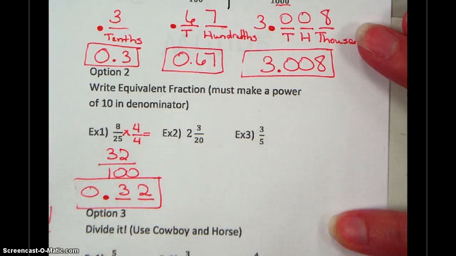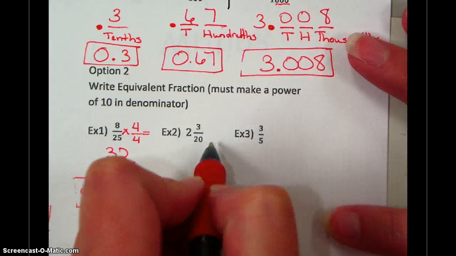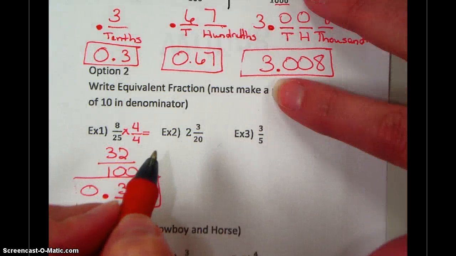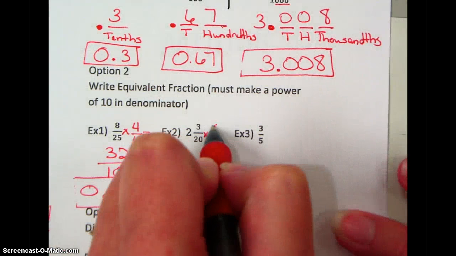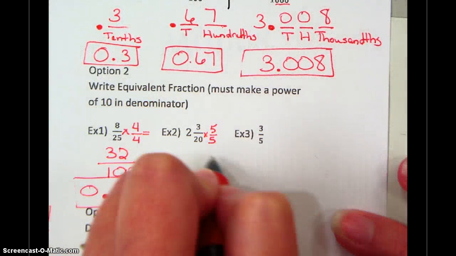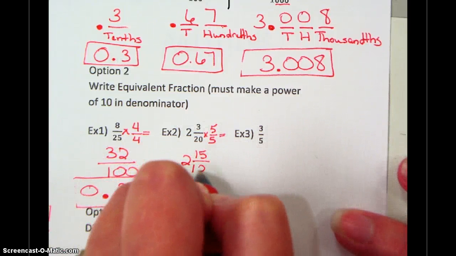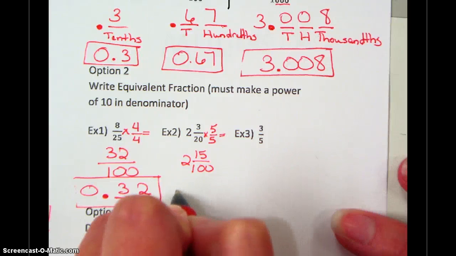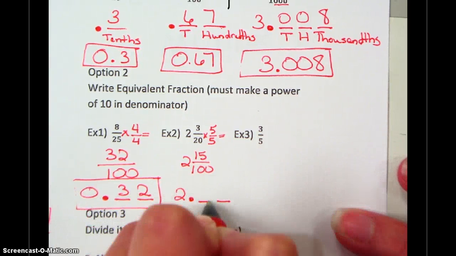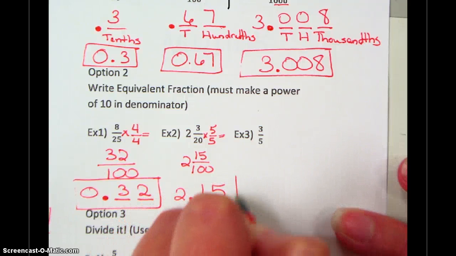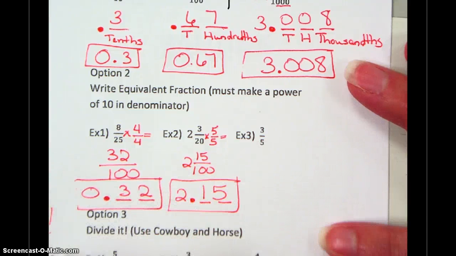2 and 3 twentieths. Okay, so the denominator is 20. So 20, count by 20s: 20, 40, 60, 80, 100. That's 5. So I'm going to multiply by 5 fifths. And when I do that, I get 2 and 15 hundredths. So 2 is the whole number, decimal point, tenths, hundredths, 1, 5. 2 and 15 hundredths. Let's head over to example number 3.